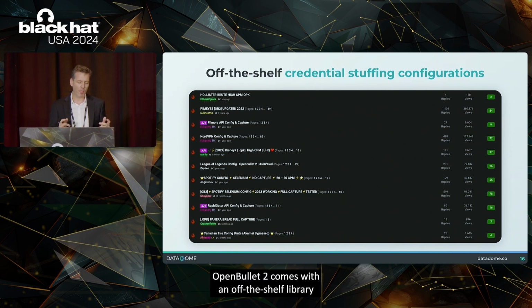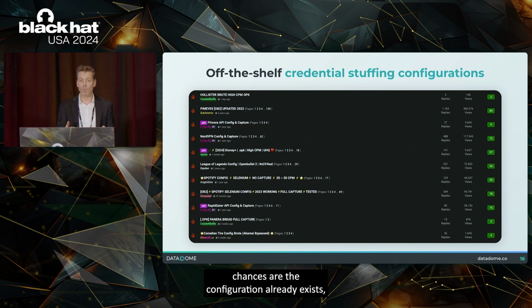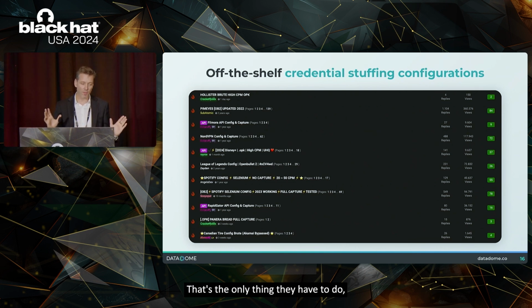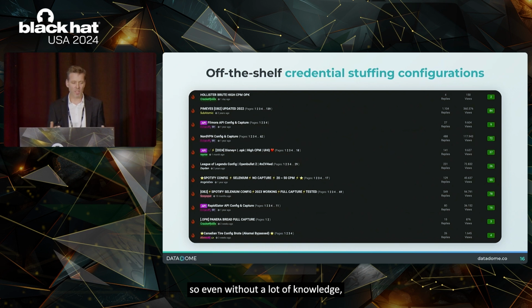OpenBullet 2 comes with an off-the-shelf library of tons of configurations. So if a bot creator wants to attack a specific site, chances are the configuration already exists, and the only thing they have to do is load it into OpenBullet 2, add their API key for the captcha farm and proxies, and they're good to go. That's the only thing they have to do. So even without a lot of knowledge, they can perform a very advanced attack using OpenBullet 2.